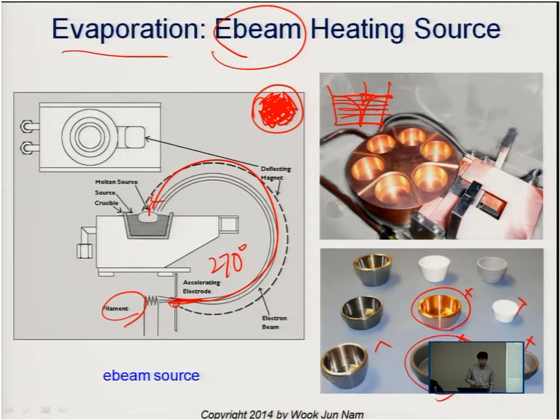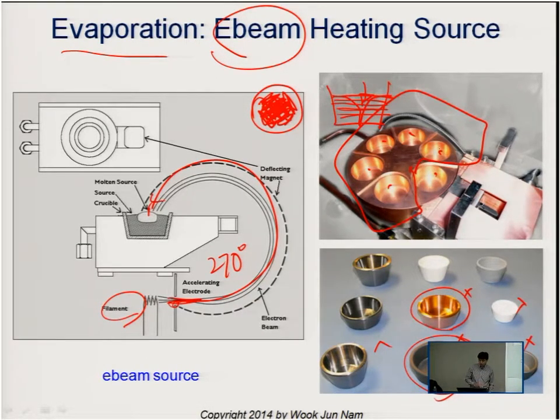This kind of electron beam evaporation has covers like this. So you can use a carousel of crucible holders, so you can deposit multiple different materials without breaking vacuum.